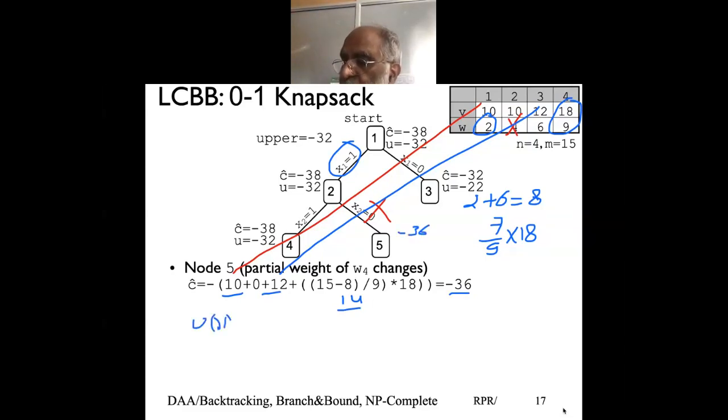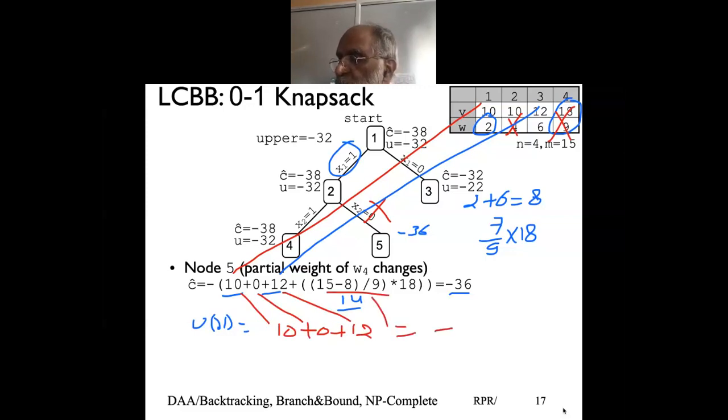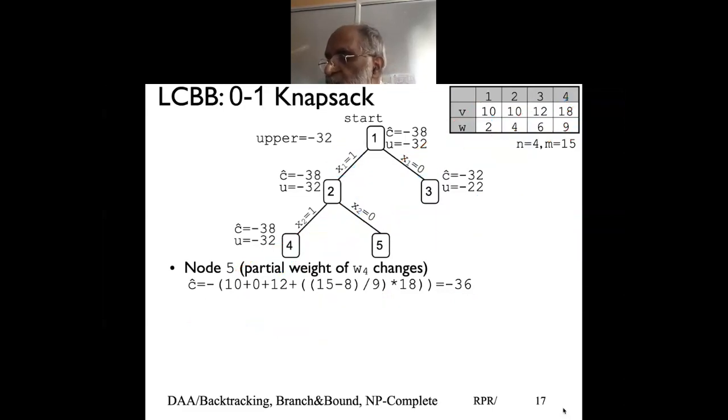Similarly, for ux of this node 5, we do not take this into account. So the value only becomes 10 plus 0 plus 12, and this we don't take, this remains 0, which is minus 22. And that is what we get for node 5. So my ux is this minus 22, and now look, my C hat x is minus 36, which is still less than minus 32. So this means this remains a live node. My ux is minus 22. So this upper minus 32 is less than this ux, so upper does not change.